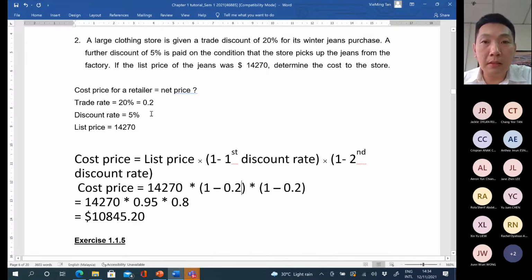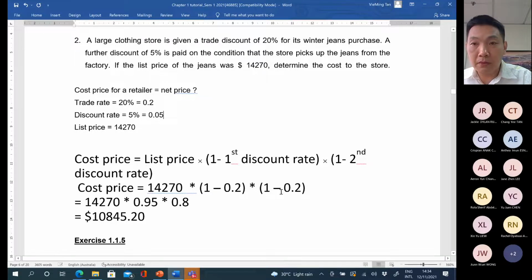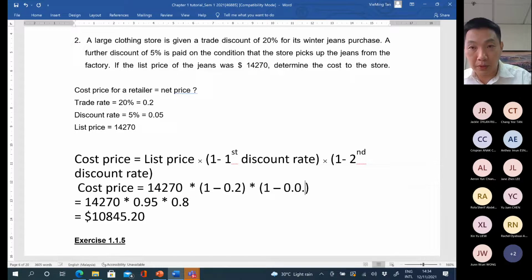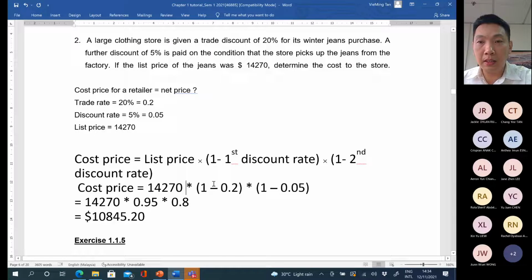Then, because this one involves two discounts, another discount is 5%, the discount rate. So 5% means 0.05. So that means we have to use 1 minus 0.05 for the second discount rate. So the next step is to simplify this expression. This expression has to be simplified.